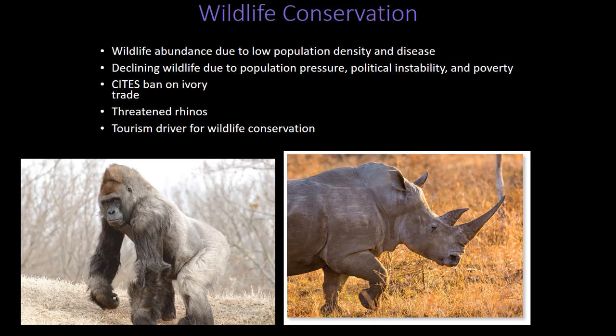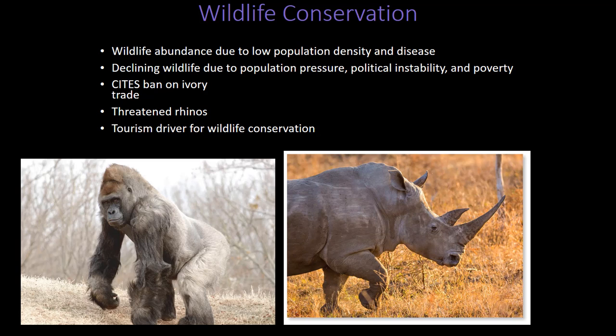However, we see declining wildlife due to what we talked about: population pressures, political instability, poverty. So if it's between dying, not being able to provide food for your family, and poaching, this is a situation where people aren't necessarily stealing because they are greedy. For a lot of the people, poaching might be part of this because of survival.